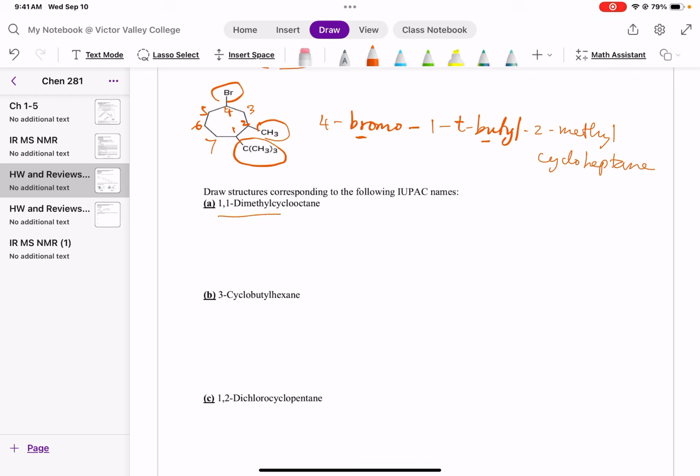Okay, now those were naming from a given structure. Now we've got the name and we need to draw the structure. That's actually a lot easier. You always start from the last word, which is cyclooctane. So we know it's 8. Let's say 1, 2, 3, 4, 5, 6, 7, 8. It doesn't matter where you start number 1. So we've got 1,1-dimethyl. 1 stick, 2 sticks, done.